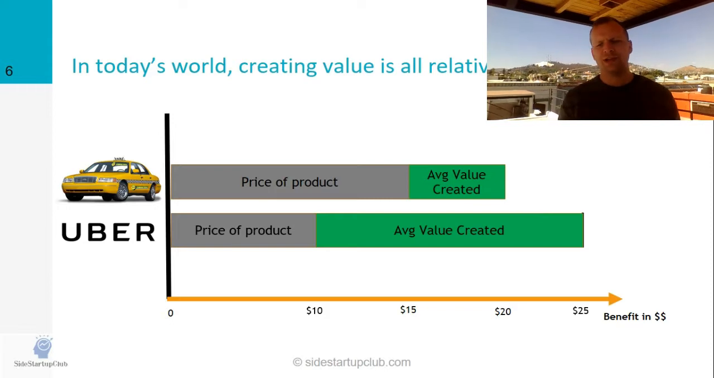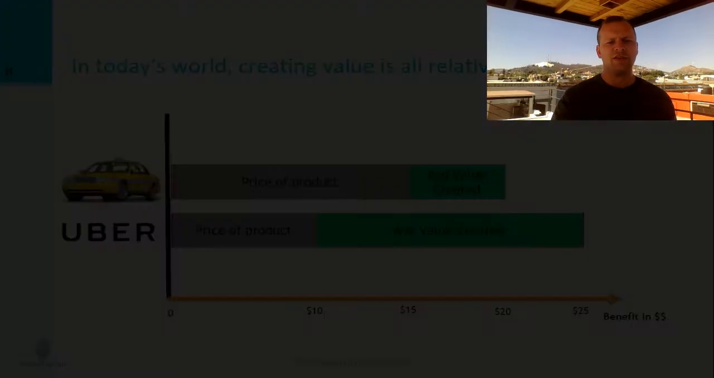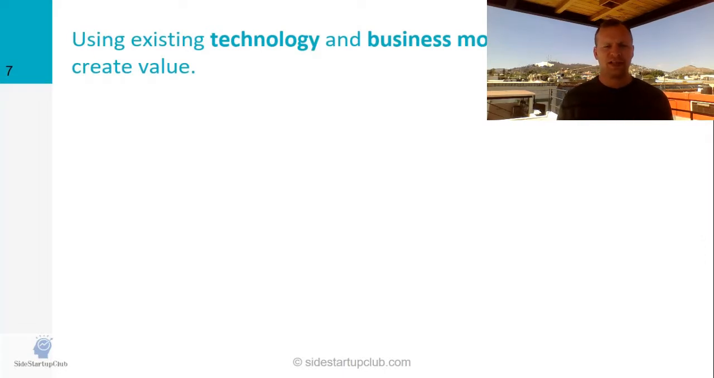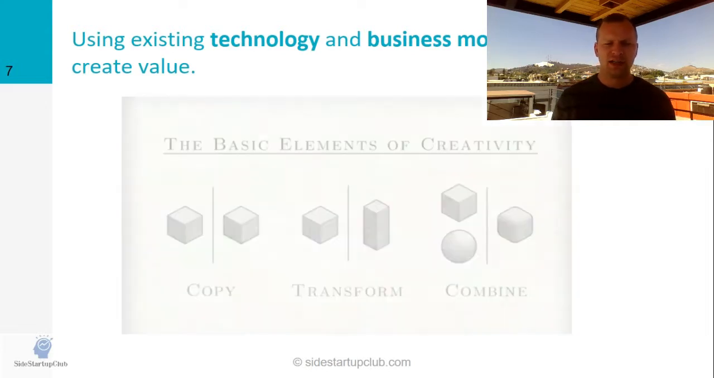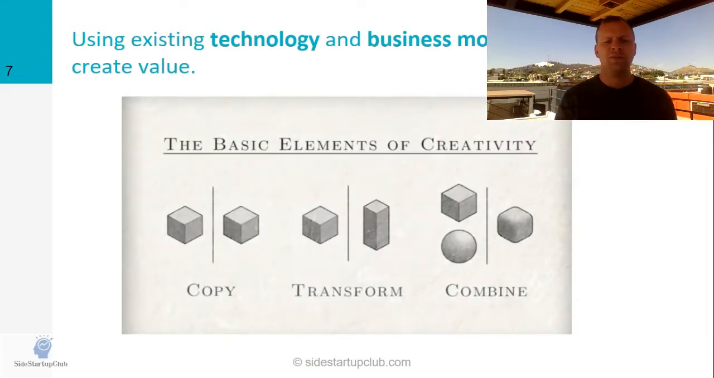And when we create value, we have to use the elements of creativity. And those elements of creativity are to copy, transform, and combine. And I have an entire original video that I'd like you to watch in this module that's focused on this concept of copy, transform, and combine. And what we're trying to copy and combine are business models and technology. Those are the primary two things we want to focus on for how we can create value.